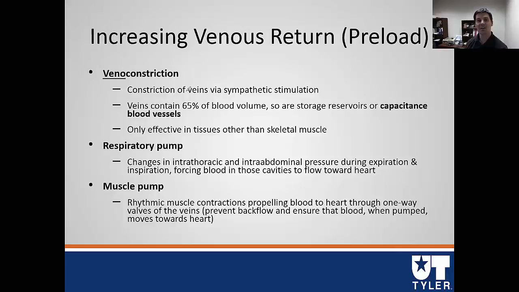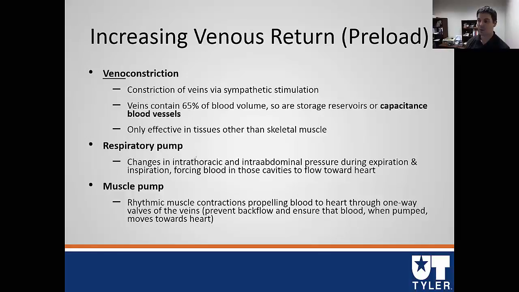So unlike our arteries and our arterioles, which can contract and relax, vasodilate and vasoconstrict to very large degrees, our veins much less so. But since they contain so much blood, about 65% of the blood volume, even slight constriction due to the sympathetic nervous system will cause an increase in blood return. However, it's not that effective in skeletal muscle because our skeletal muscle is going to override this sympathetic nervous stimulation, which we'll talk about. So that's one. We can squeeze blood from the veins back to the heart.